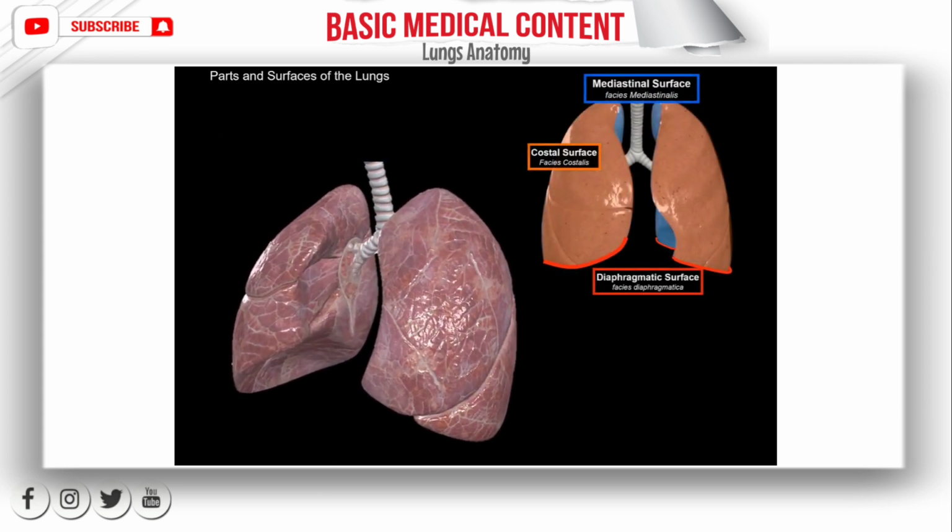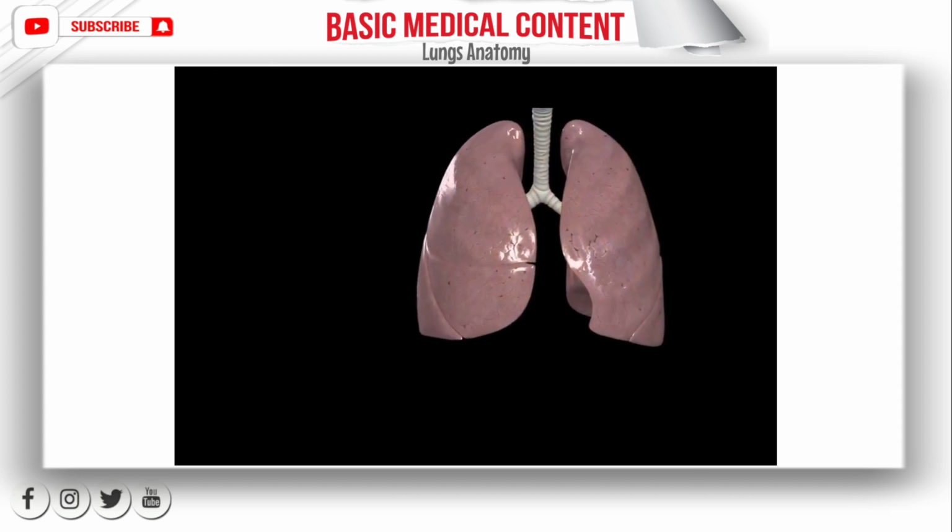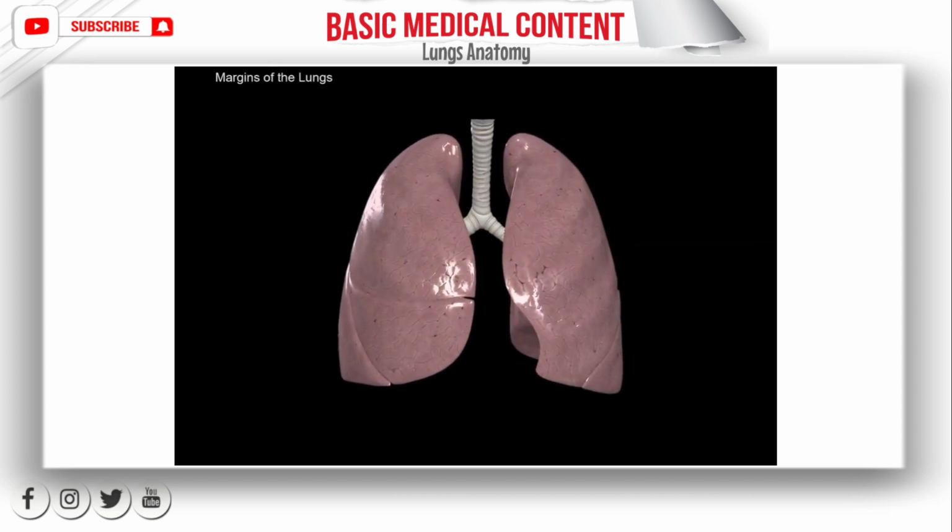The last surface is located between each lobe of the lungs, called the interlobar surface, which are very small surfaces that indicate the separation between the lobes. So that was all for the surfaces. Now let's do the margins of the lungs. Each lung has 2 margins. The inferior margin is thin and sharp, and it separates the costal and the mediastinal surface from the diaphragmatic surface.